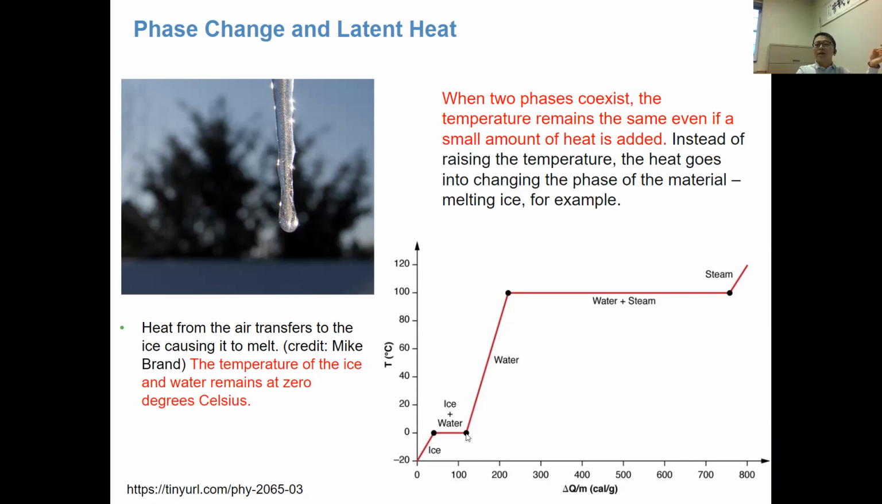Then after that point, when the ice is fully melted, if you keep adding heat to the water, the temperature of the water is going to rise until it reaches 100 degrees Celsius, where the water starts to vaporize.